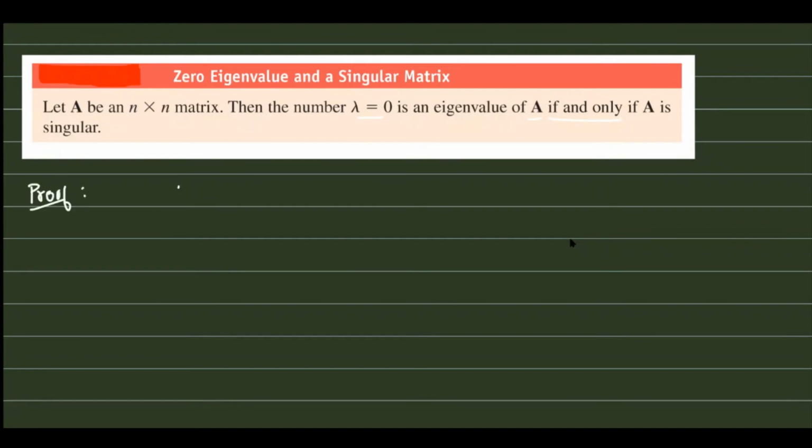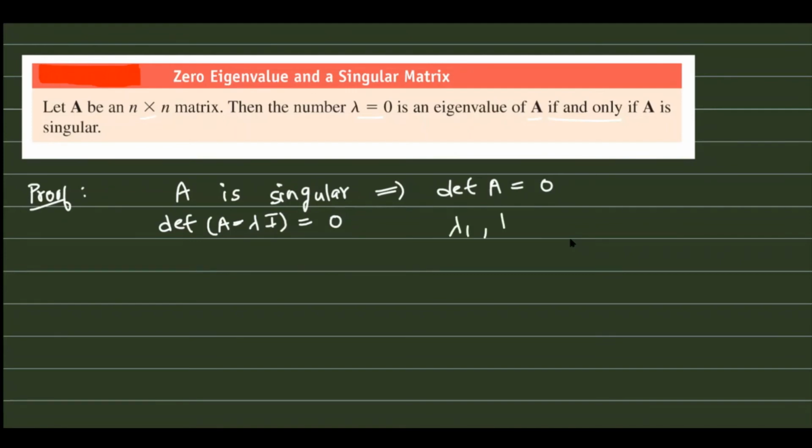First suppose that A is singular. A is singular means its determinant of A is equal to 0. We know that the characteristic equation is determinant of A minus lambda I equal to 0. It is a polynomial in lambda, and it will be an nth degree polynomial since A is an n by n matrix. The nth degree polynomial will have n roots, and suppose the roots are lambda 1, lambda 2, etc., lambda n.